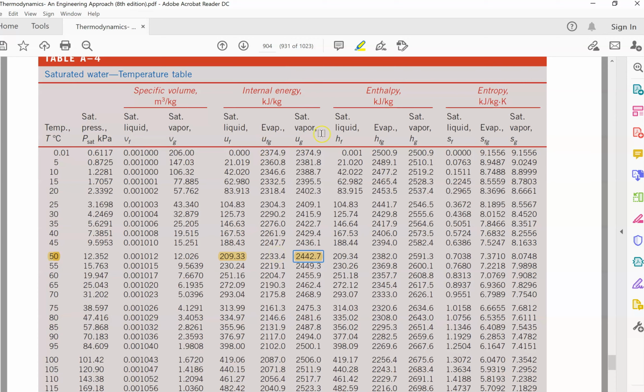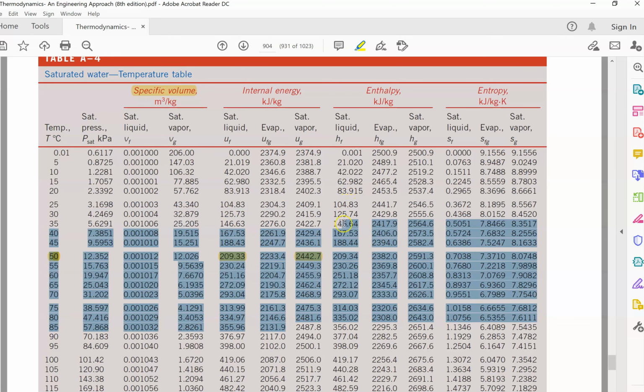What is this Ufg? Ufg, Hfg, Sfg will be the value of Ug minus Uf, or Hg minus Hf, or Sg minus Sf. That's how you interpret this whole thing. Now remember, look at this, it's all divided by mass. Why? So that this table can be used for a question with 100 kilograms, or 20 kilograms, or 30 kilograms. So it becomes a very universal table. That's the reason it's given as specific values. See, it's written here, specific.